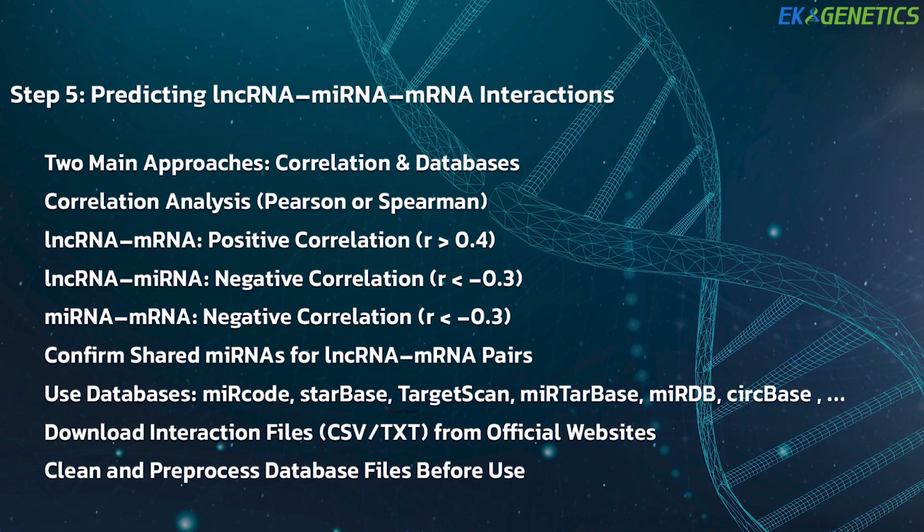The correlation between lncRNAs and mRNAs should be positive because when an RNA sponges a miRNA, the repression on the target mRNA is lifted, leading to increased mRNA expression. So, you'll typically keep pairs with a correlation coefficient higher than 0.4 and a p-value less than 0.05.